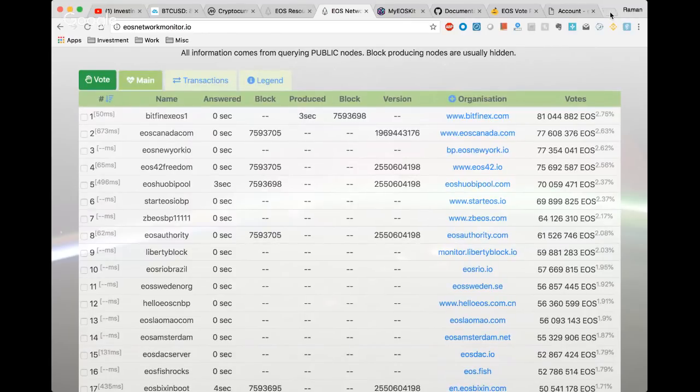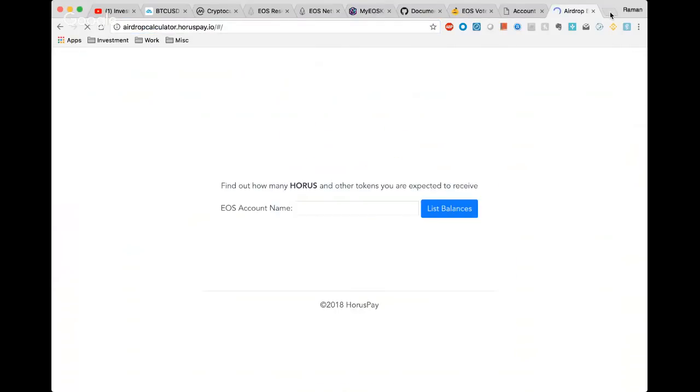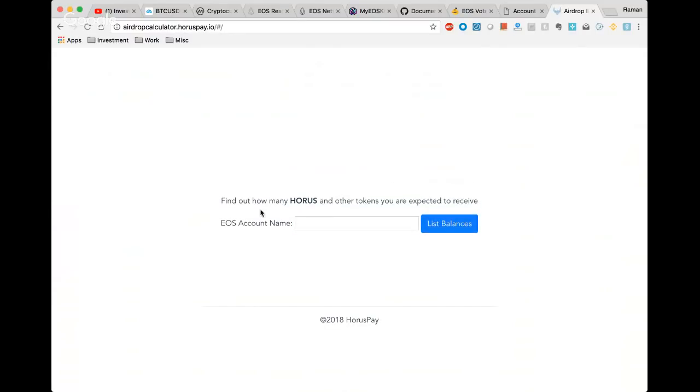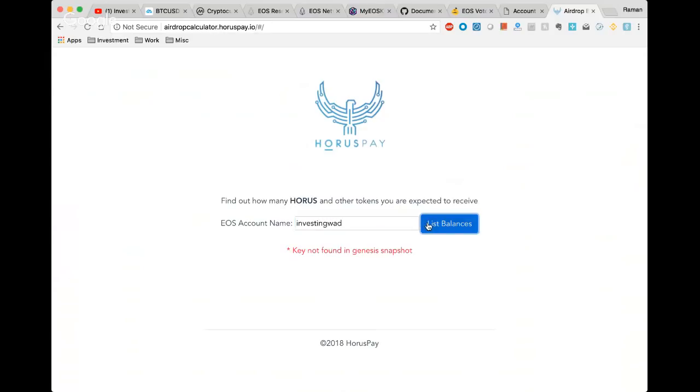We talked about a Horus Pay calendar, which I think was available as a calculator. This is actually done by one of the community members of Investing with a Difference. So if you add your account name, you can see your balances, and then I think they also have a link. For example, I'm sure we don't have anything because we created this account after the Genesis Snapshot. We searched, and we couldn't find this key, so this is why we cannot see this. But what I'm trying to say is, if you enter some other account names, you will see a link in the end which shows you what other airdrops are coming.